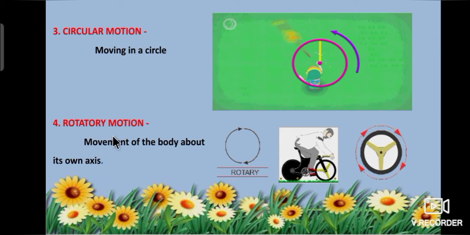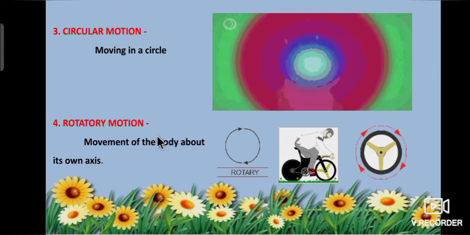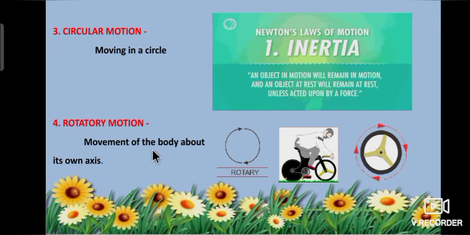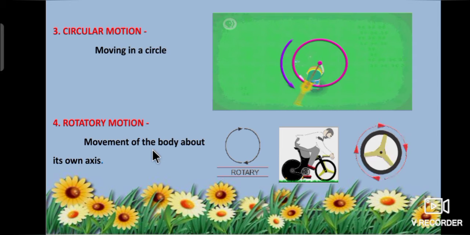Fourth one, rotatory motion. In this motion, object movement takes place on its own axis. For example, a rotating wheel moves on its own axis.